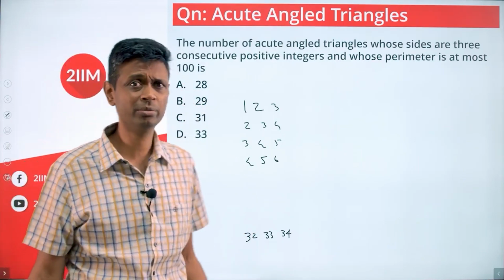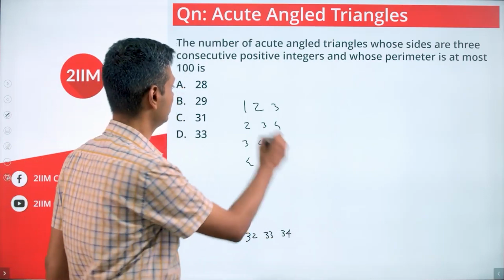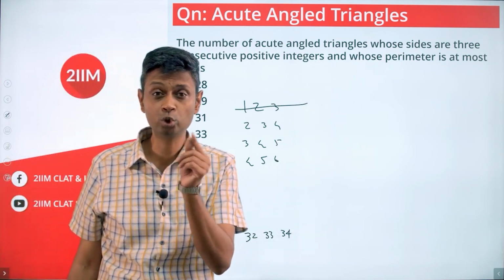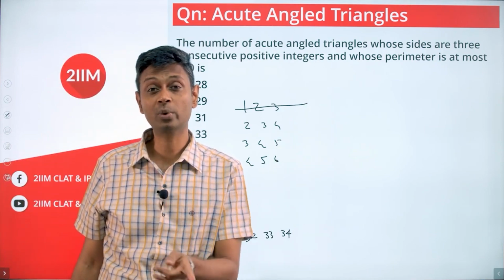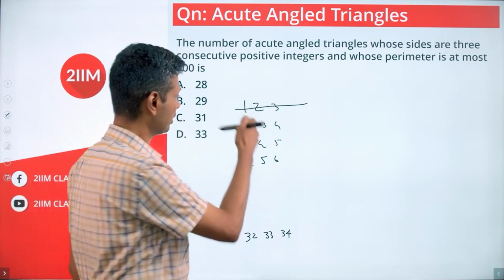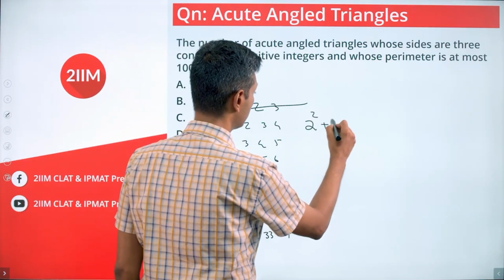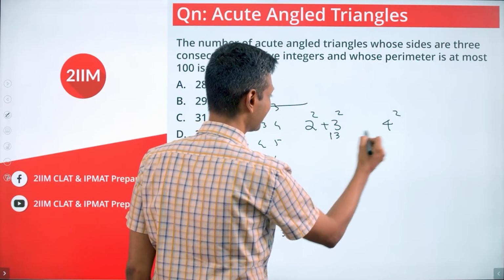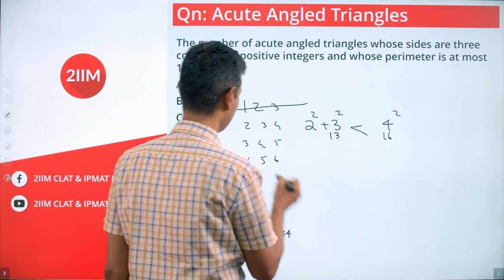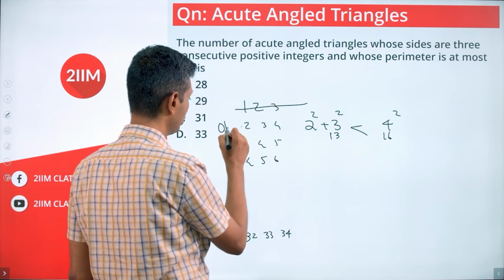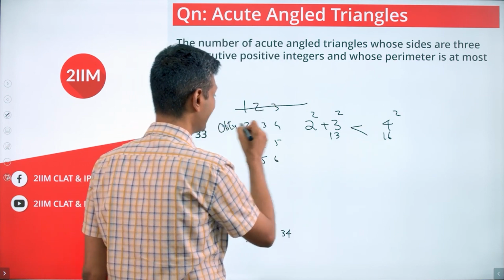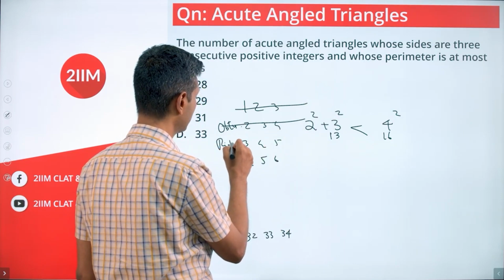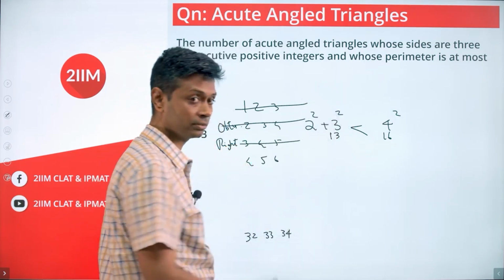For a triangle, the sum of any 2 sides should be greater than the third one. This is out. For an acute angle triangle, the sum of the squares of the 2 shorter sides should be greater than the square of the longer side. So here we are comparing 2 square plus 3 square with 4 square. 4 plus 9, 13, compared with 16. This is lesser. This triangle is obtuse angle. This won't get counted either. 3, 4, 5 is a right angle triangle. We know that. That won't get counted either.